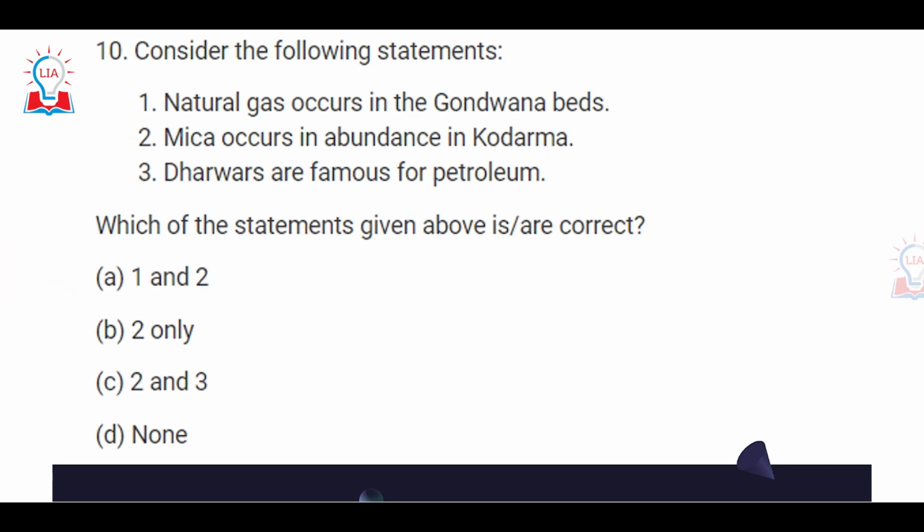The next question is related to mineral and economic geography, where it has been asked that natural gas occurs in the Gondwana belts. The Gondwana region refers to the eastern part of India.